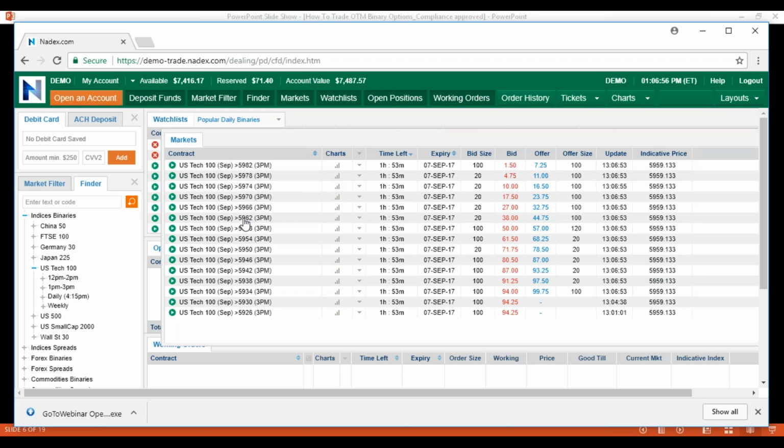You've got all these different strikes here, okay? And you notice 5982, 78, 74, they're 4 points wide each. And over here, you've got the offer side. This is the price you can buy them for. This is the bid side, the price you can sell one for. And you see the prices right here range from $7, $10, $50, $60, $90.